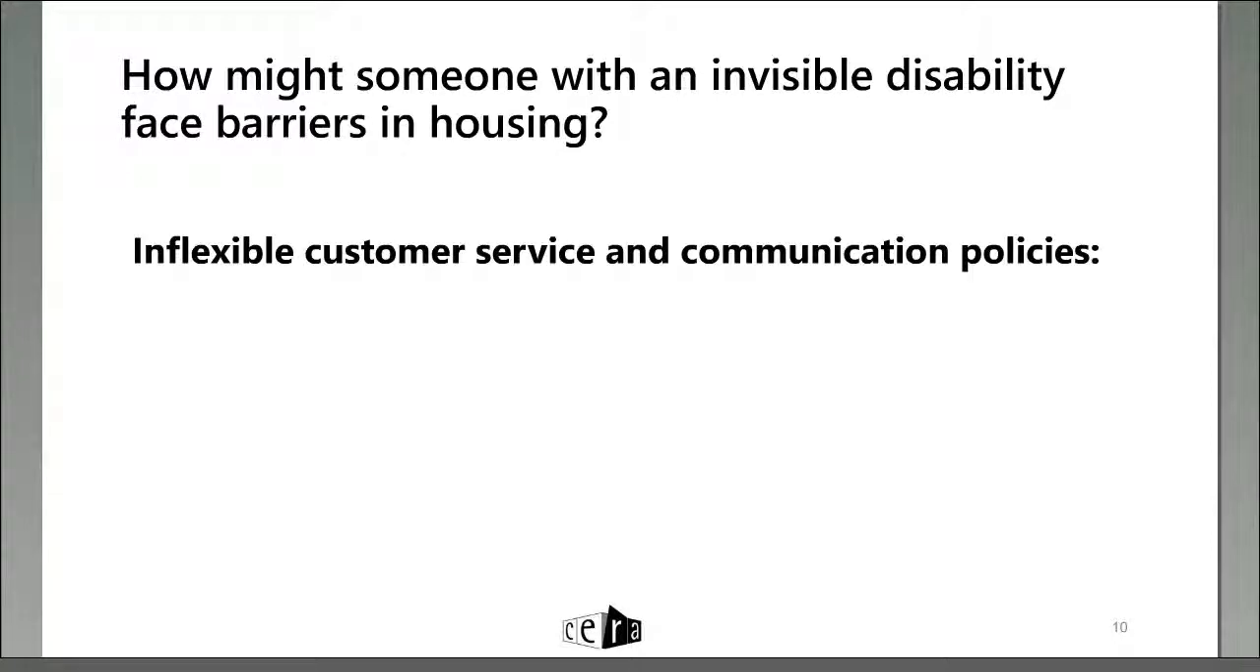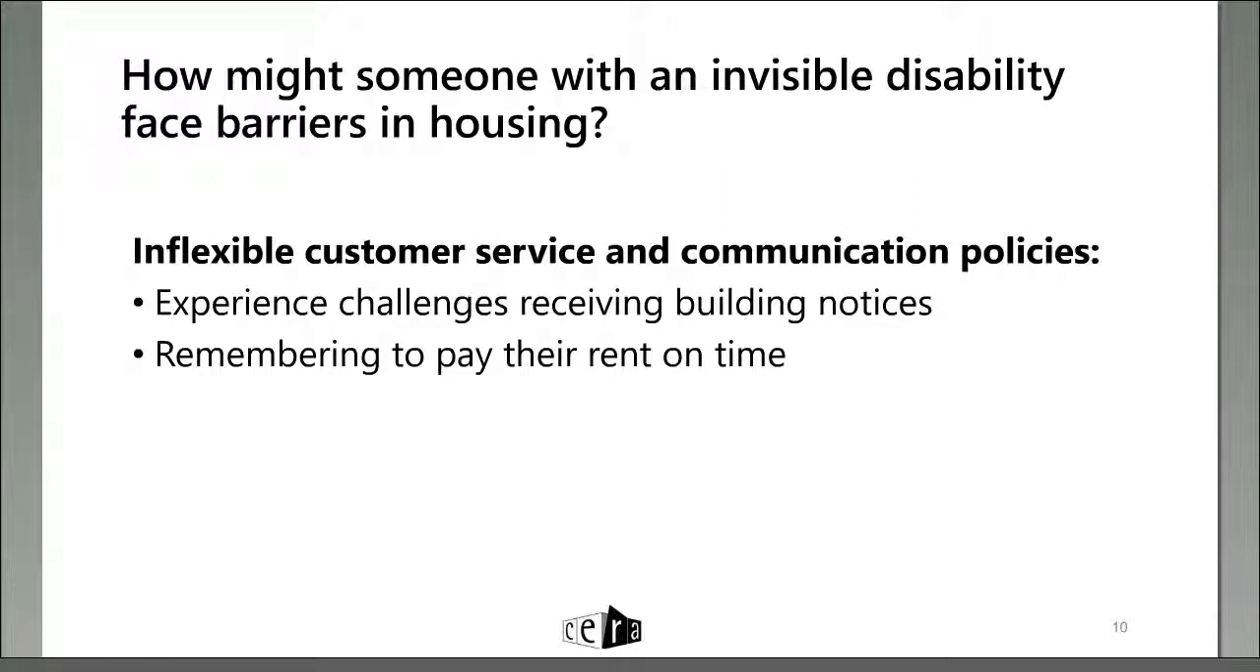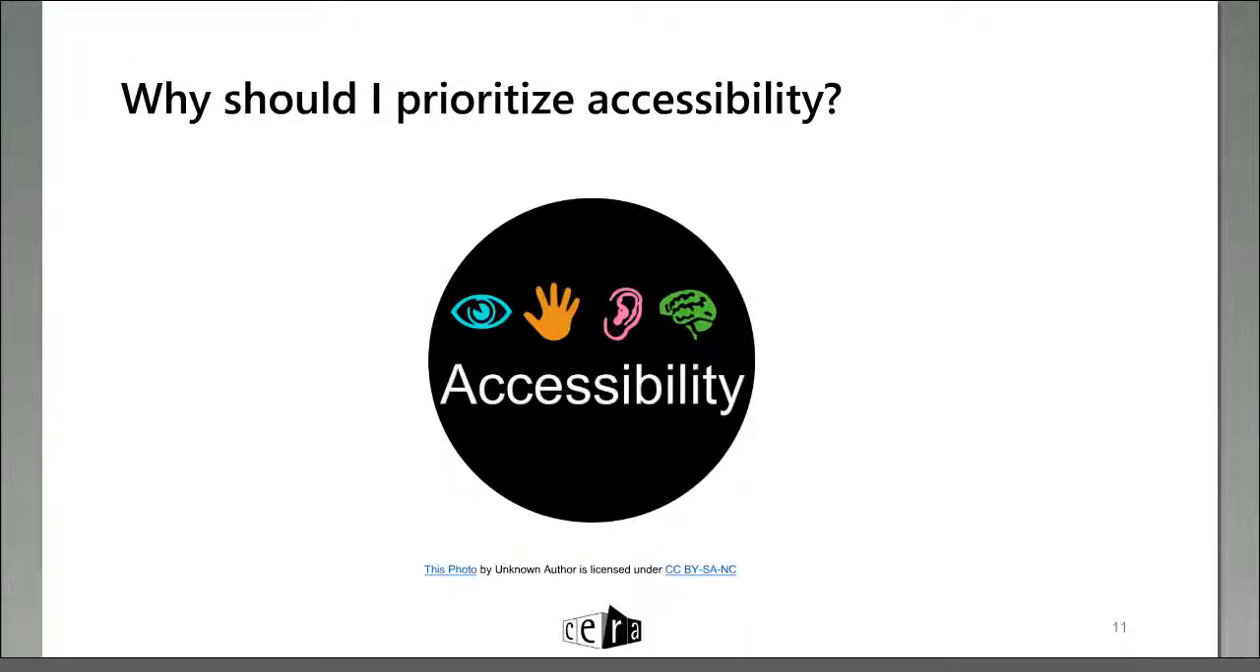How might someone with an invisible disability face barriers in housing? An example of a barrier for individuals with invisible disabilities is the existence of inflexible customer service and communications policies. Renters living with certain types of invisible disabilities, such as visual impairment or mental illness, may experience challenges receiving building notices, remembering to pay their rent on time, or reporting issues to building management in line with standard building policy or practice. They may require alternative ways of completing these tasks.